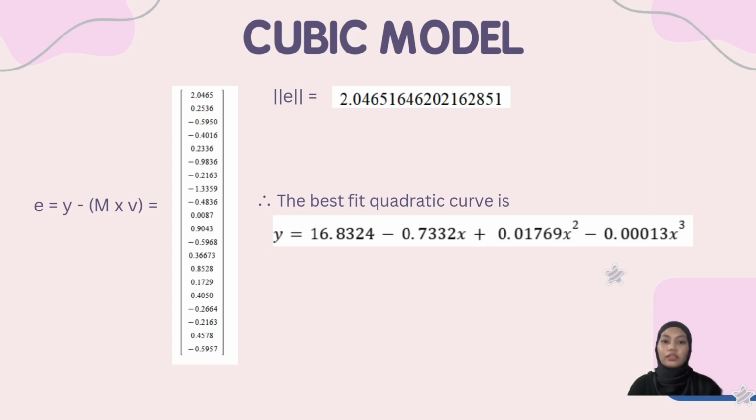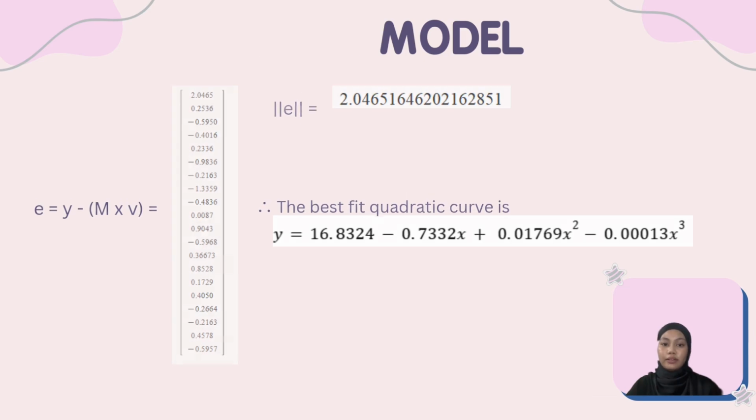Finally, combining all the coefficients from the previous slide, we arrive at the best fit cubic curve y equals 16.8324 minus 0.7332x plus 0.01769x squared minus 0.00013x cubed. This equation captures the underlying pattern in the data while minimizing error.